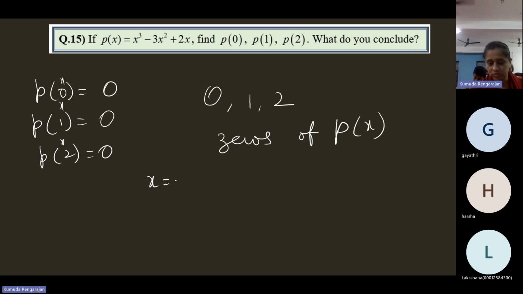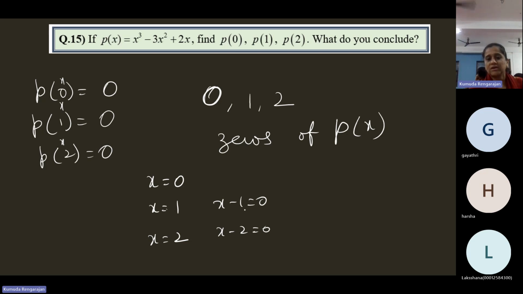Which means x is equal to 0, x is 1, x is 2. Now from this, we get x minus 1 is equal to 0. When you take this to the other side, here it is just x is equal to 0. When you take 1 to the other side, you get x minus 1 is equal to 0. When you take 2 to the other side, you get x minus 2 is equal to 0.